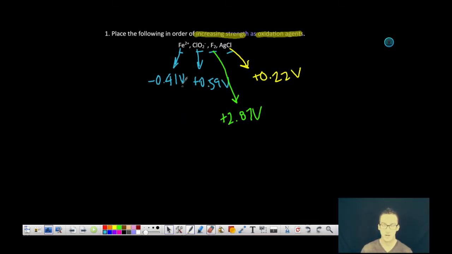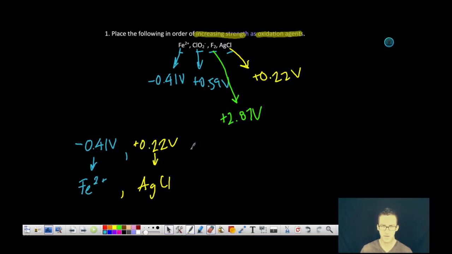All right, so as we think about putting these on a list of increasing strength as oxidizing agents, in other words, we want to put it in order of the thing that's going to be least likely to be reduced, the thing that's most likely to be reduced. And again, you just want to look at the value of the reduction potential. In this case, the negative 0.41 volts, which is our iron 2 ion, is going to be the least likely to act as an oxidizing agent. Then we've got the 0.22. We've crossed into the positive voltage area, but that's going to correspond to our silver chloride.